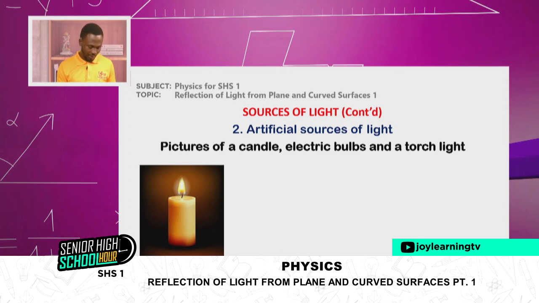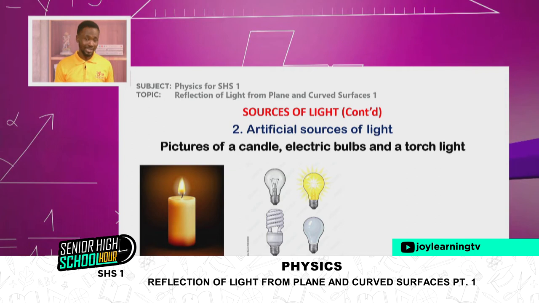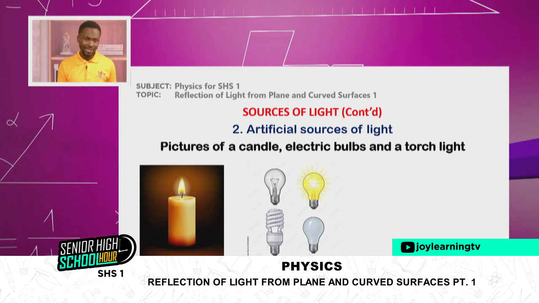Then we can look at electric bulbs. So these days we have LEDs, light emitting diodes. We used to have these tungsten filament bulbs that could give us so much heat, although they give us the light that we need. Now, because of technology, we have bulbs that don't even produce heat. Electric bulbs were made by man.